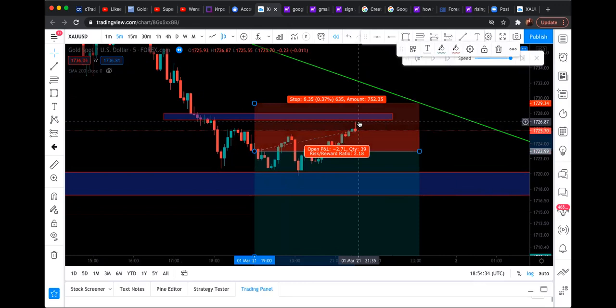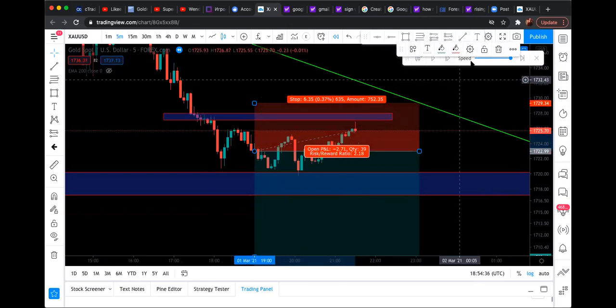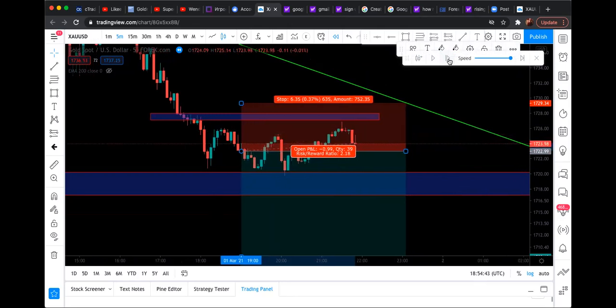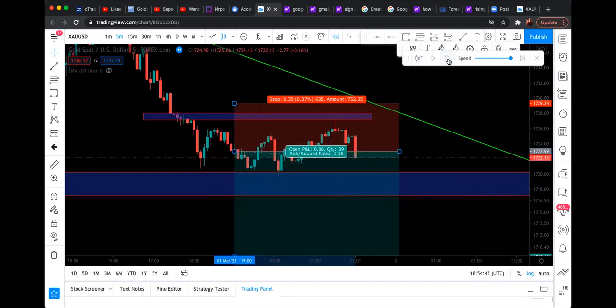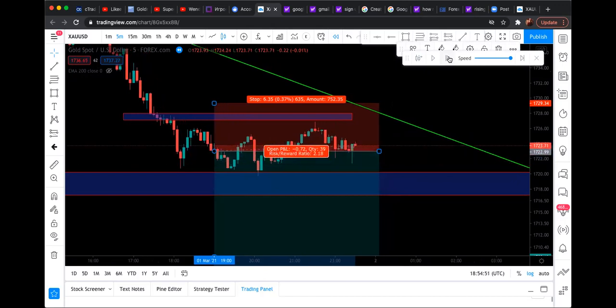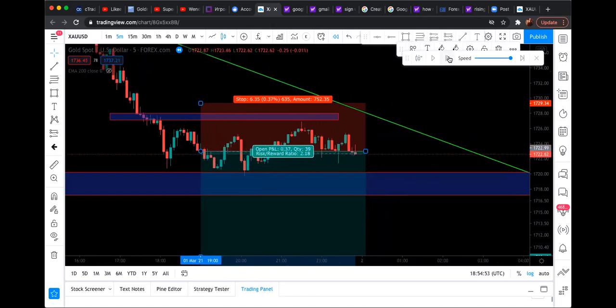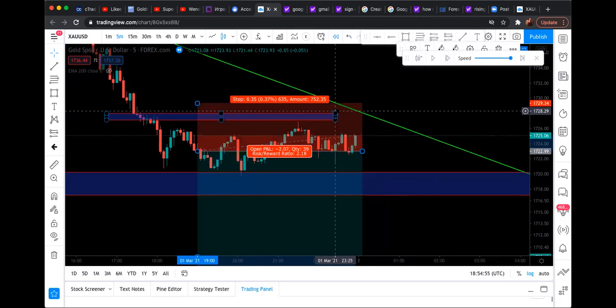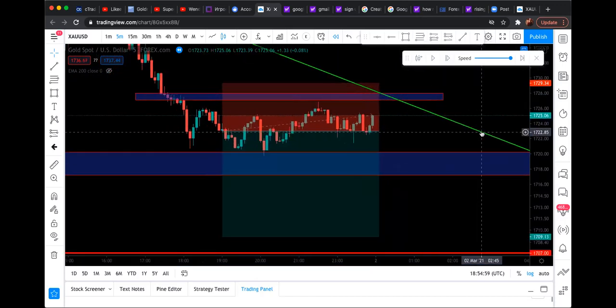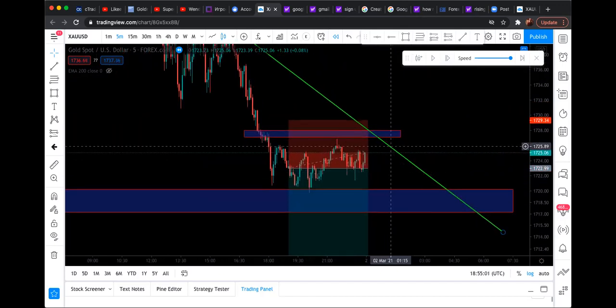Now it is at that area where we have our zone area. So let's see, will it respect it or will it hit our stop loss? Now we have one respect over there. It has respected that zone. And then you are still in that trade. Remember, you are still in this trade with a 6 pip stop loss.